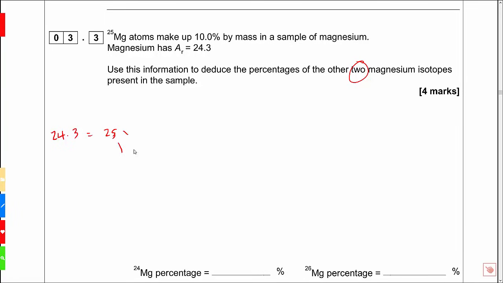Where's my, lagged out there. What's going on? 25 times 10. Now we're going to have to add to that something and then something else.